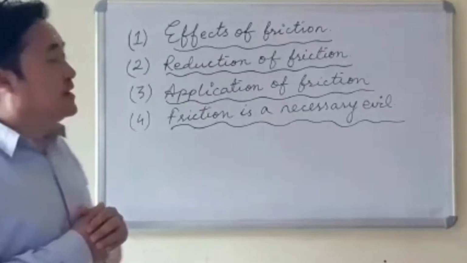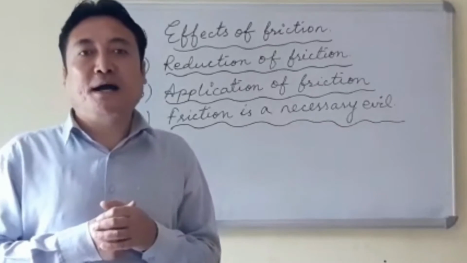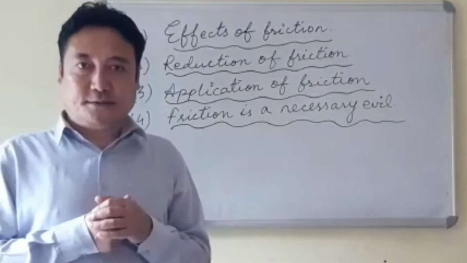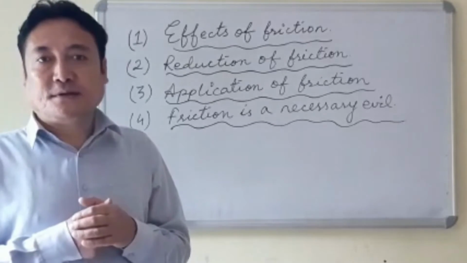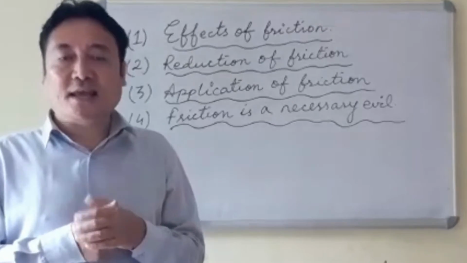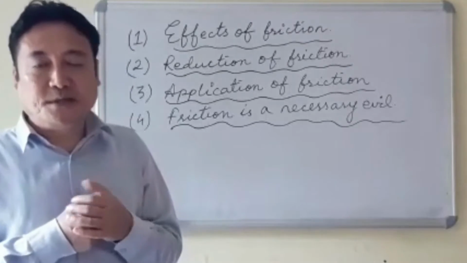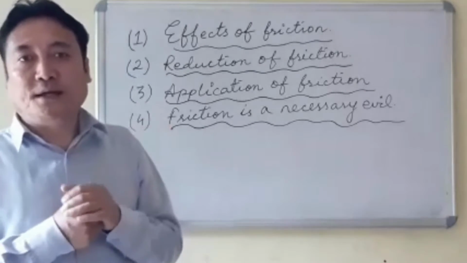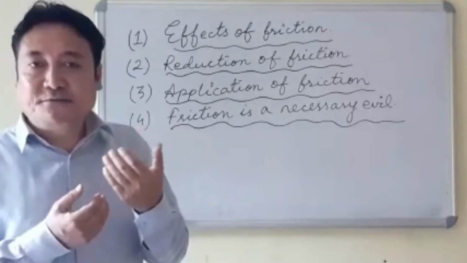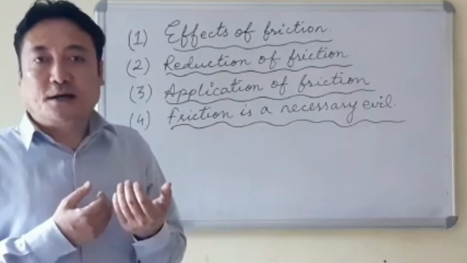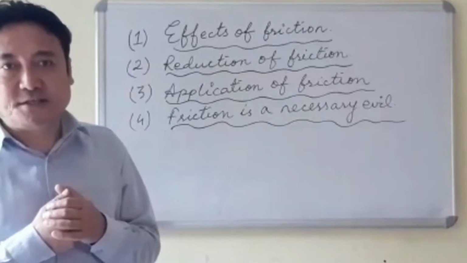Second one is reduction of friction. How can friction be reduced? Friction can be reduced by applying lubricants like grease and oil. These are the lubricants. If the machinery parts do not work properly, you put oil or apply grease there. Oil and grease will reduce the friction and therefore the machinery parts can move properly. So by applying lubricants you can reduce friction.